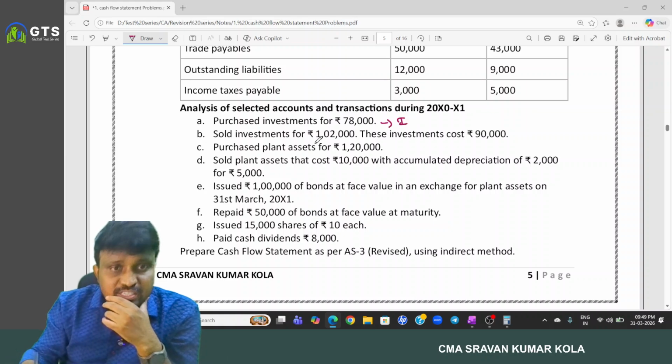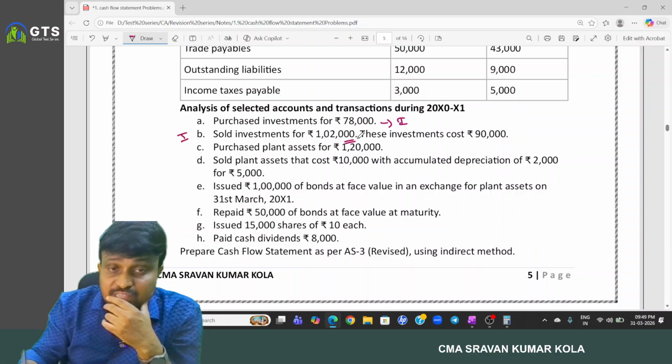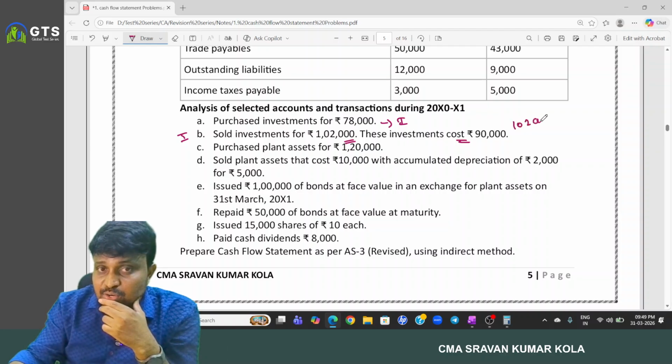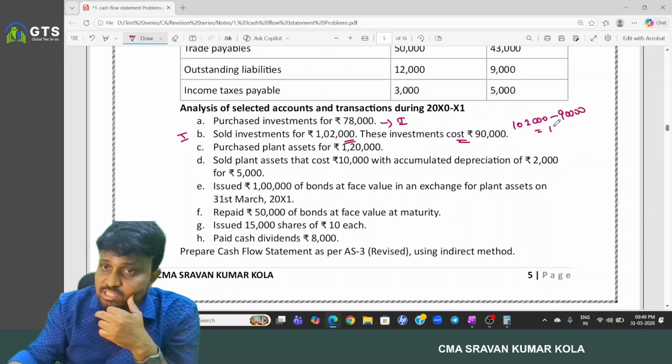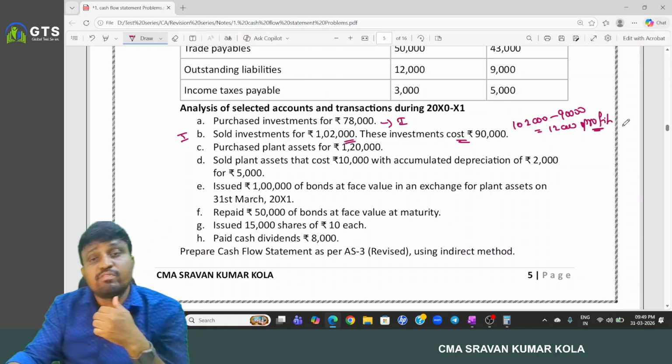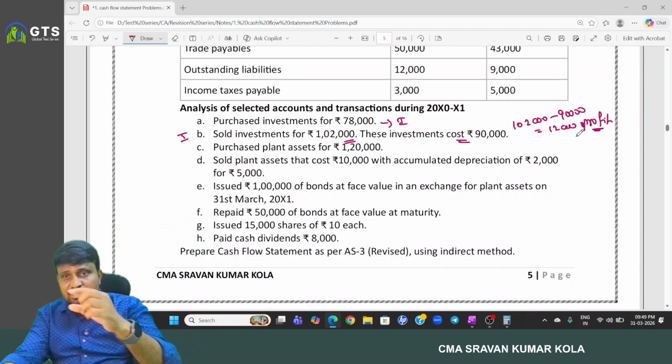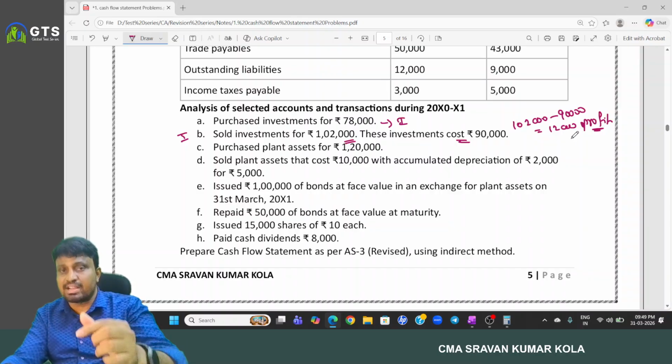This is an investing activity. Sale of investment is also an investing activity. And the investment cost is 90,000, while the sale price is 1 lakh 2,000. Cost is 90,000, so 12,000 is the profit on sale of investment. Profit on sale of investment we have to consider. So, in cash flows from operating activity under the indirect method, we need to adjust it, revert it back.